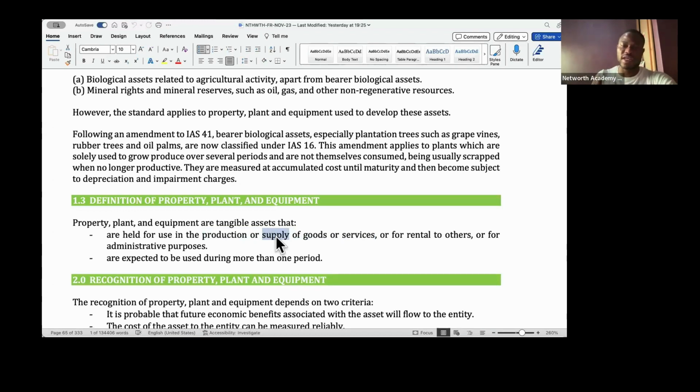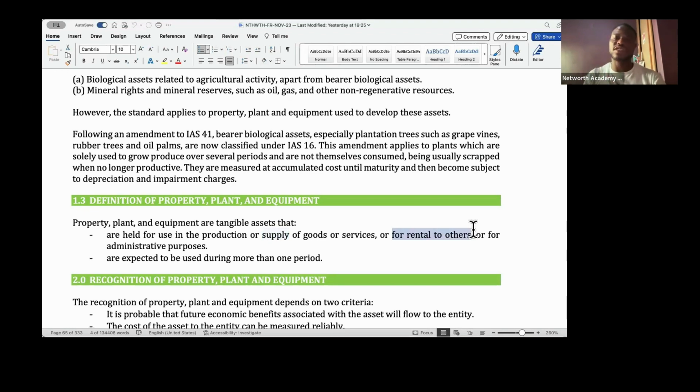Those into oil and gas, this is their pipeline that they use to supply their products. It is PPE to them. Those internet service providers that usually do wired connection, like all these fiber optic internet service providers, those are fiber cables that they use to transfer signals or data to their clients. That item is PPE because it is used in supplying their goods or services, or even for rentals to others.